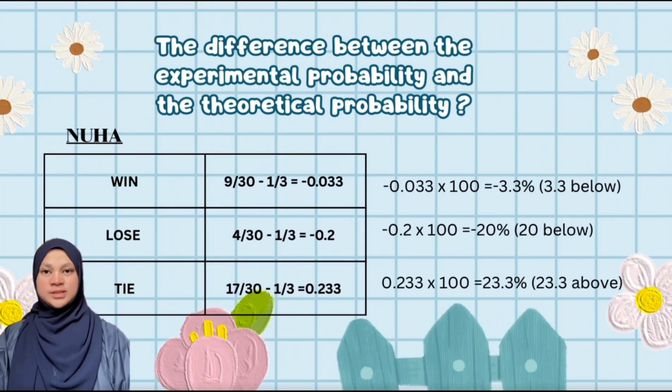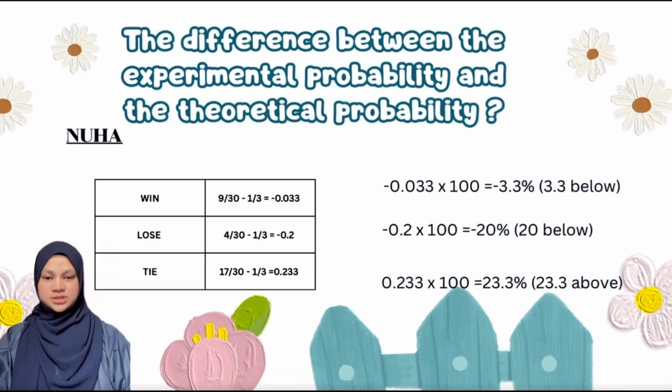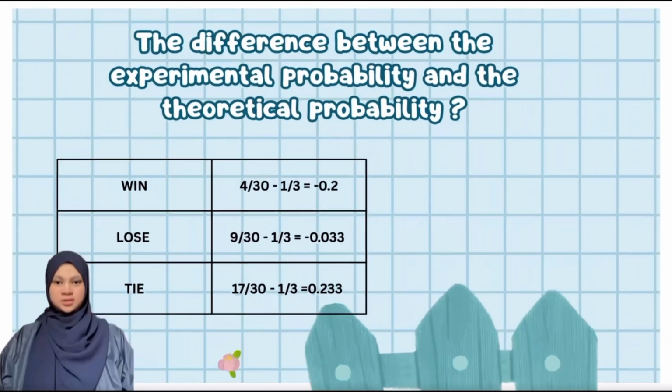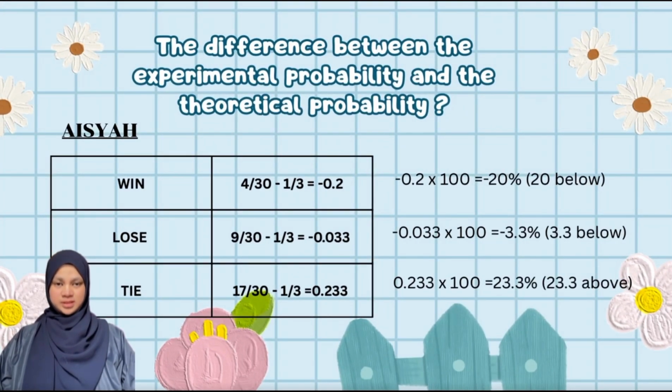Now, let's compare these experimental probabilities with the theoretical probability of 0.33 for each outcome. For Nuha, both the win and lose probabilities are lower than expected, while the tie probability is much higher than theory. For Aisha, the win and lose probabilities are also lower than expected, and the tie probability is again higher than predicted. This shows that in actual gameplay, ties occurred more frequently than expected, while both players had fewer decisive outcomes compared to the theoretical model.